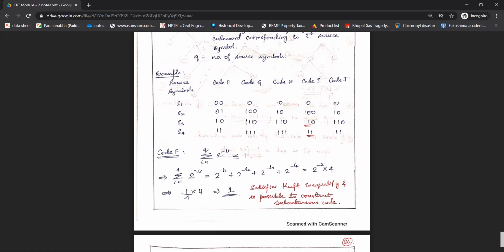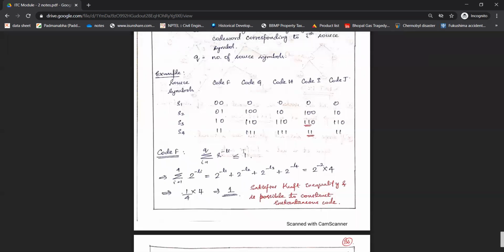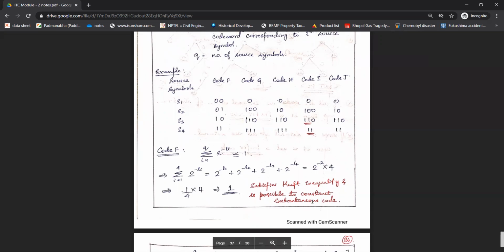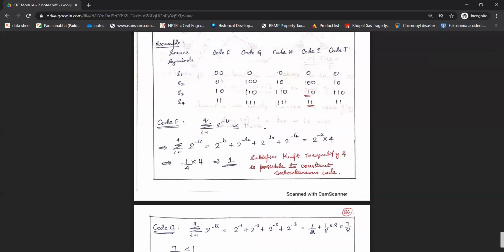So 2 to the power minus li. We'll substitute the length of each code word. The length of all the code words here is 2, so it will be 2 to the power minus 2 into 4, which is nothing but 1. The condition that must be satisfied is less than or equal to 1, and here it is equal to 1. The conclusion we can draw is that it satisfies the Kraft inequality, and it is also possible to construct an instantaneous code.